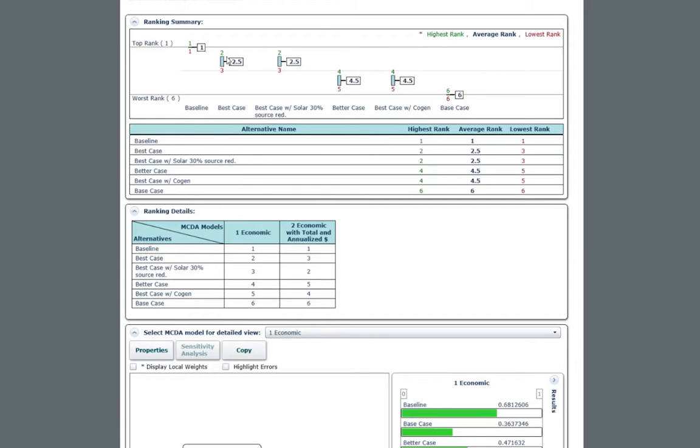What we do see is that model 2, right here, this best case, is sitting here at the top. So once you get rid of the baseline, if you look at this best case, I got to get this right. Okay, there's our best case. So in our economic model, it was ranked number 2, and in our economic with total and annualized, it was ranked number 3, and our solar popped up to 2.